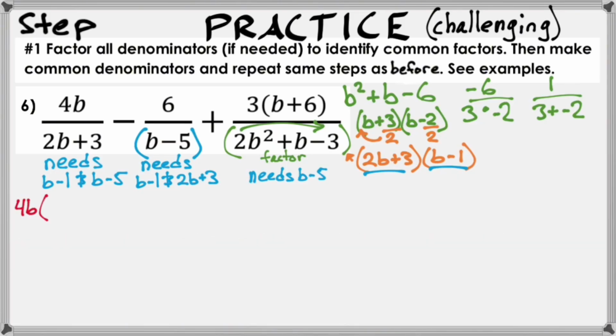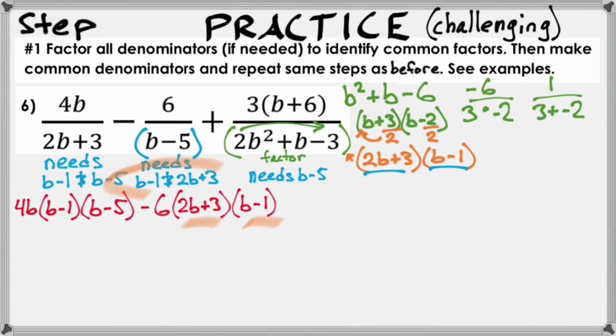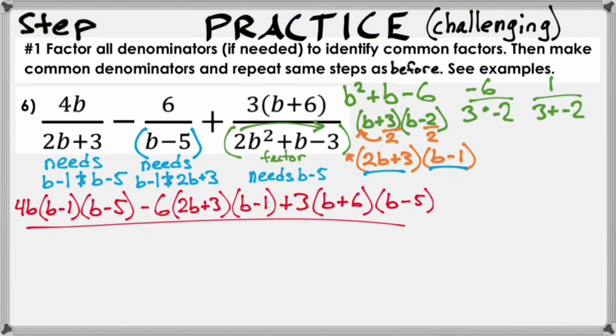And here's what it would look like. So your first expression, the 4b in the numerator, is going to get both a b minus 1 and a b minus 5, multiplying it. Your second term, minus 6, is going to get the 2b plus 3, and then the b minus 1, multiplying it. And then your last expression, the 3 times b plus 6, is going to only get a b minus 5 next to it. And now all the denominators are the same with all three of those factors.